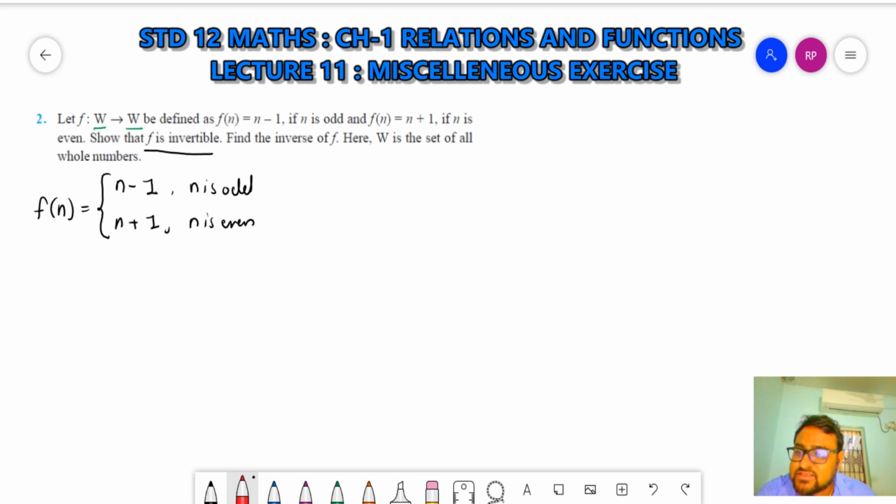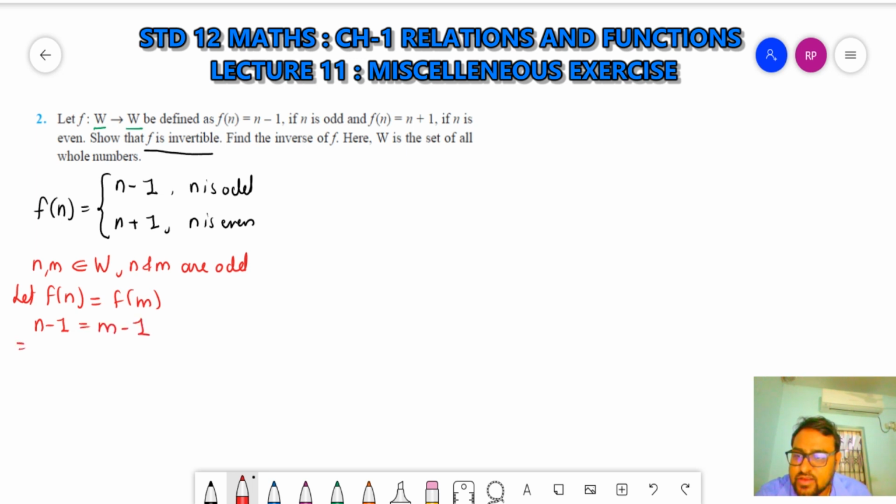Okay, now let's take n, m belonging to whole numbers, and n and m are odd. Now let f(n) equal f(m). So when it is odd, I will use n minus 1 equal to m minus 1. That implies n is equal to m. This is case 1 when both are odd. We got f(n) = f(m) implies n = m, therefore it is one-one for this case.